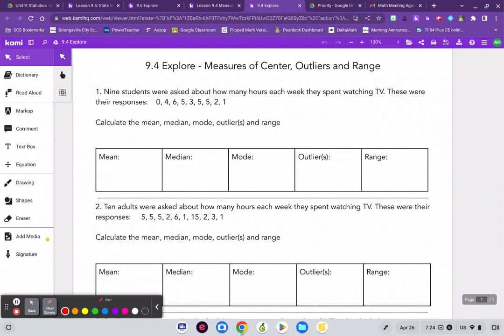When we talk about the word mean, that means that I'm going to add all these numbers up and I'm going to divide by the number of numbers I have. In other words, I am going to add up 0 plus 4 plus 6 plus 5 plus 3 plus 5 plus 5 plus 2 plus 1. There were 9 students, but I'm just going to check: 1, 2, 3, 4, 5, 6, 7, 8, 9. I'm going to divide by 9. So when I add all those up and I divide by 9, I get 3.44.